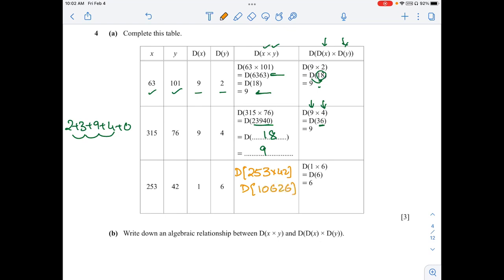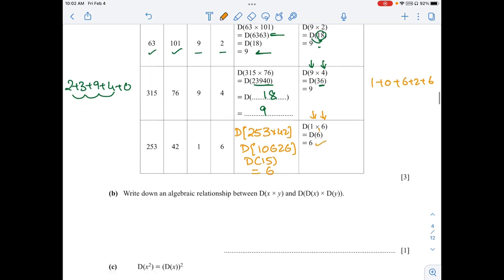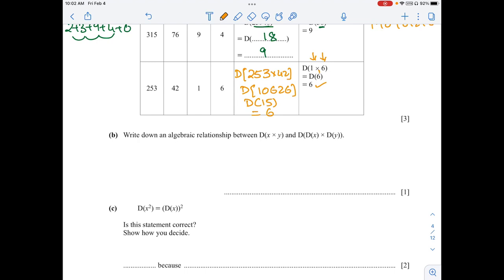Now when I add it out, this one plus 0 plus 6 plus 2 plus 6, which gives me 15. Digital root of 15. So 1 plus 5 is nothing but what? 6. Now see, we have multiplied the digital roots, 1 and 6, is 6, and digital root of 6 is 6. They are the same. So what is the relationship that we got? The digital root of the product of the numbers is equal to the digital root of the product of the digital roots.